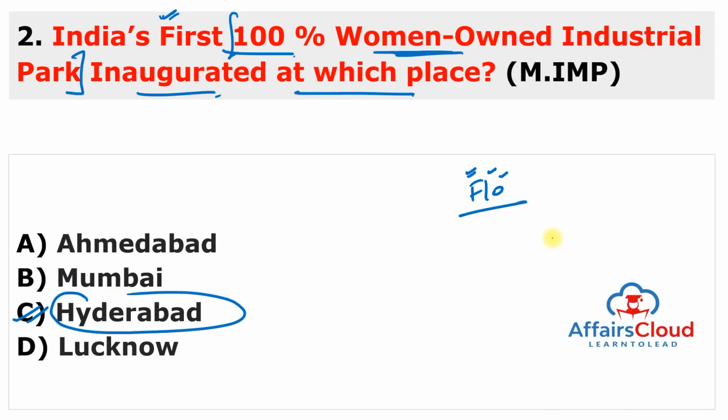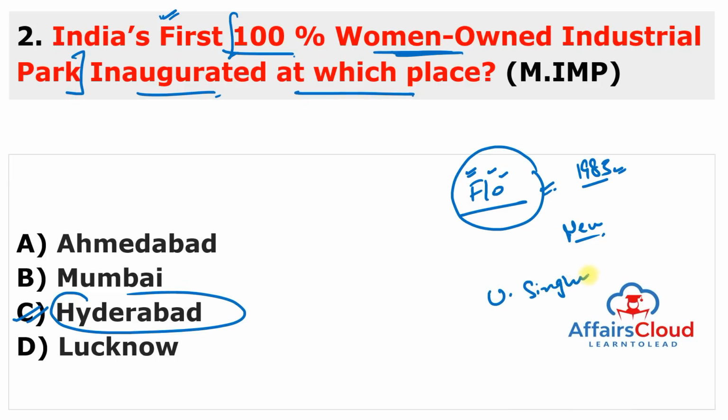Remember, we are talking about a very important organization, which is FLO, Ficki's Ladies Organization. This was established in 1983. It is a division of the Federation of Indian Chambers of Commerce and Industry, but it is owned by women. And remember, the headquarter of FLO is in New Delhi, and who is currently the president? The president is Ujjwala Singhania. Last year she was appointed. So just remember, the 100% women-owned industrial park was inaugurated in the state of Telangana, and the exact place is Hyderabad.